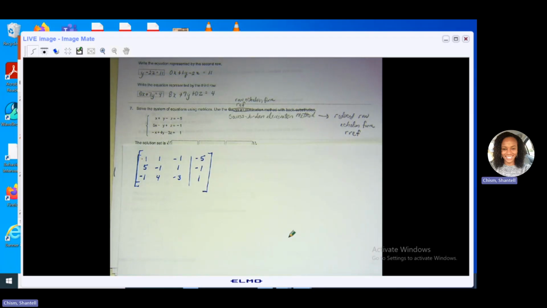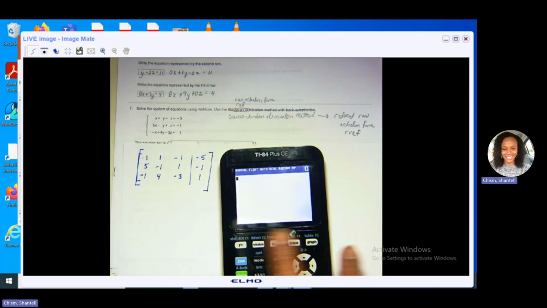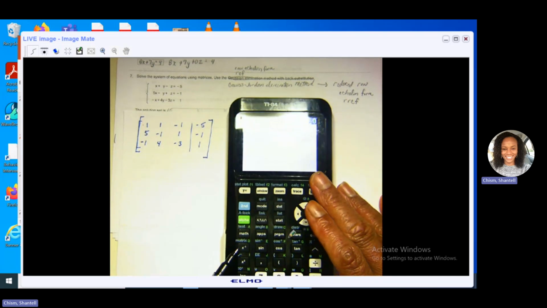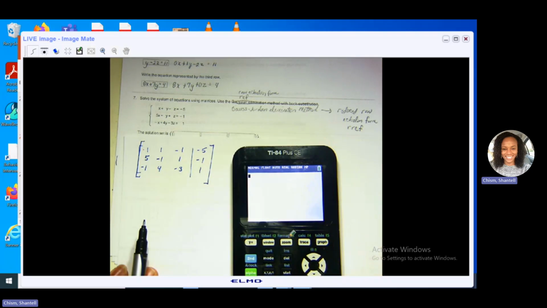So we're going to put this in our calculator. We're going to pull up matrices. And as you can see on my calculator here, I'll scoot it up so you can see it a bit better. Matrix is the second function of the x inverse key, the x to the negative first key. So I'm going to turn it on here and press second, x inverse.